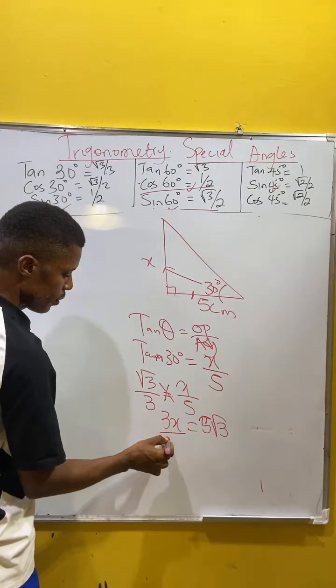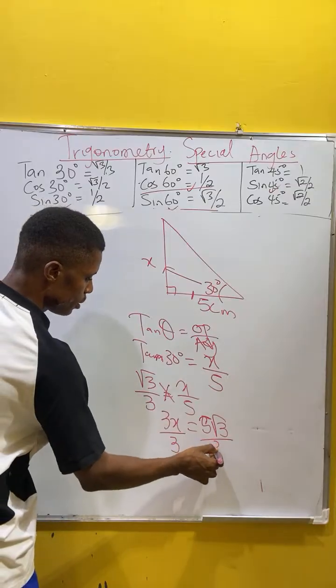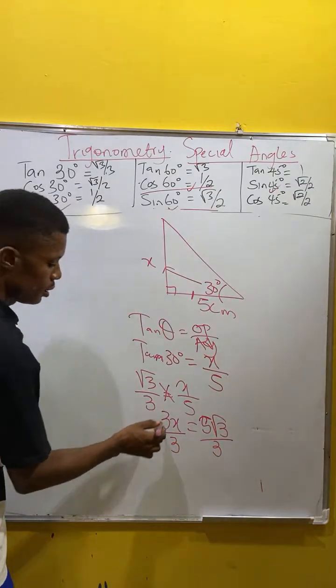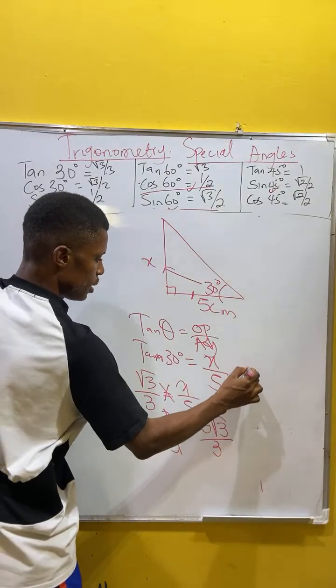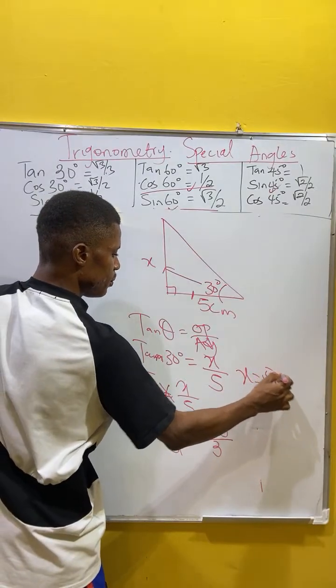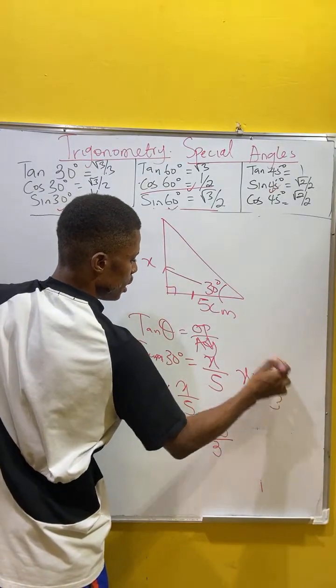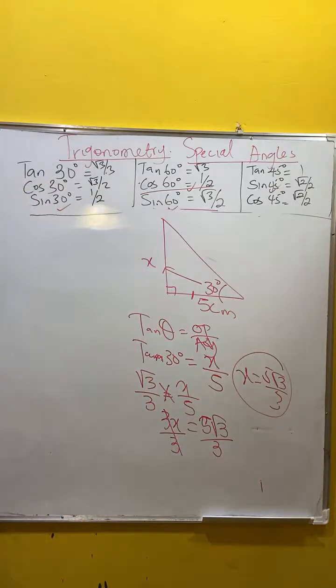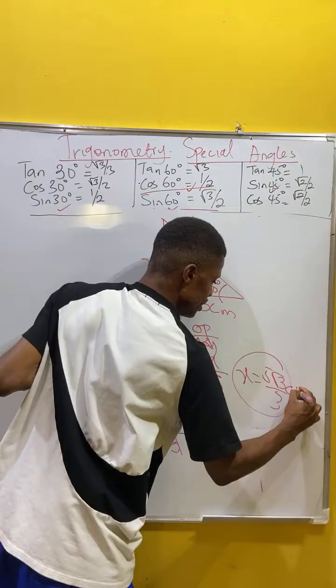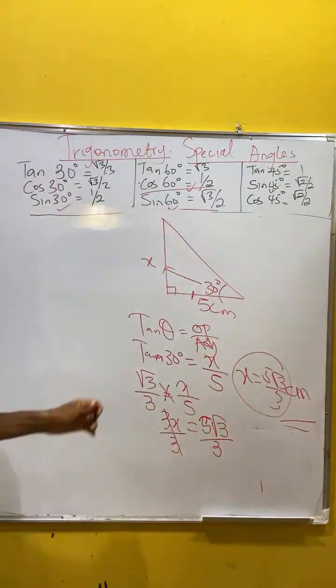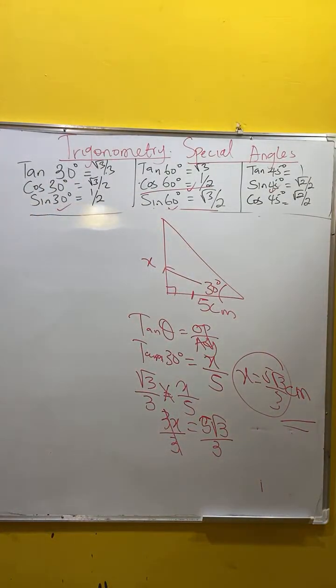The next thing is to divide by 3 on both sides. If you divide 3 by 3, the 3 will be out. You see that x is equal to 5 root 3 over 3. And that's the required answer. Let's put the units here. If you put the unit, you now get it very well. Okay, you now understand.